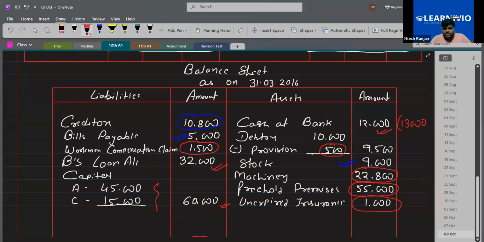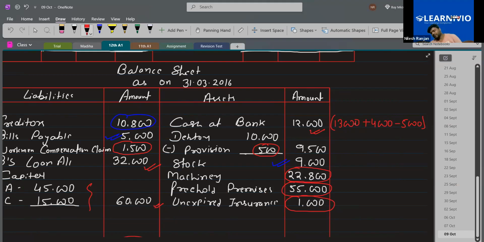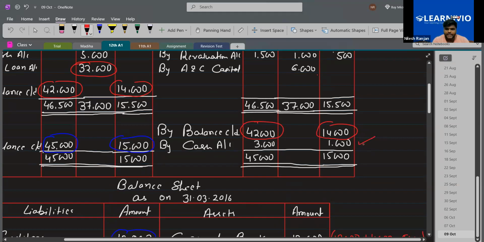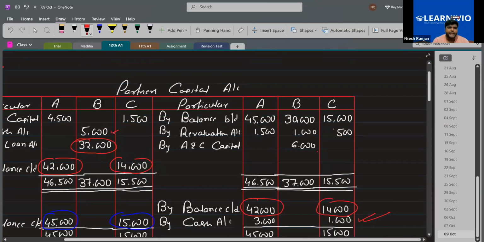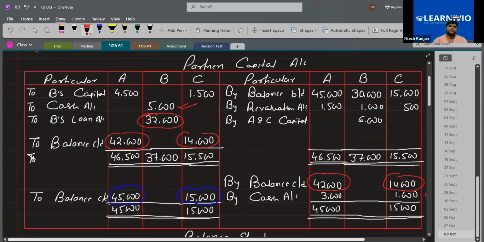I explained that right now. The amount of cash is 13,000, which is given in the balance sheet, and there is 4,000, this amount that A and C brought to maintain their capital. So 13,000 was the balance, and they brought 4,000, so 17,000. And there is a payment of 5,000 to B. So 17,000 was the balance, and 5,000 is paid. So now it is 12,000.